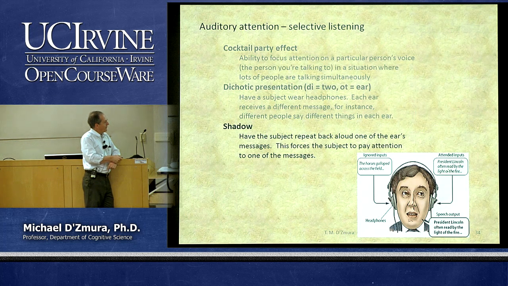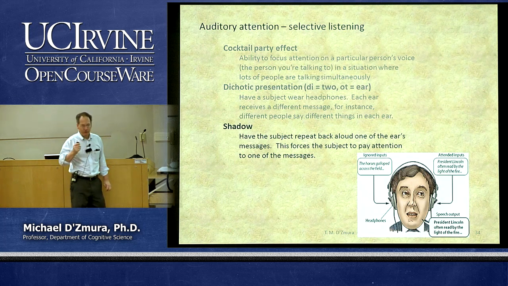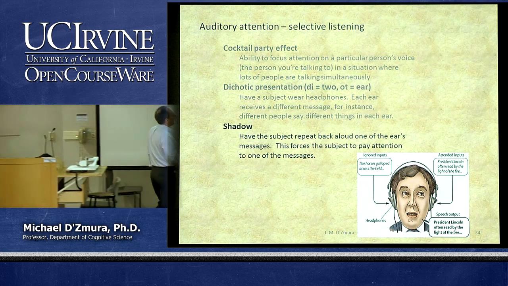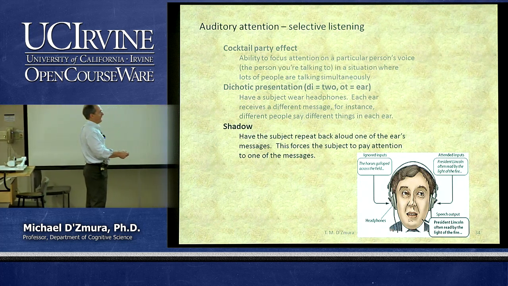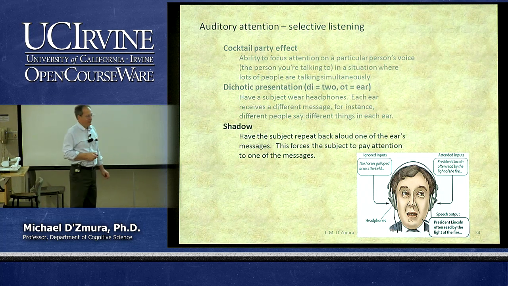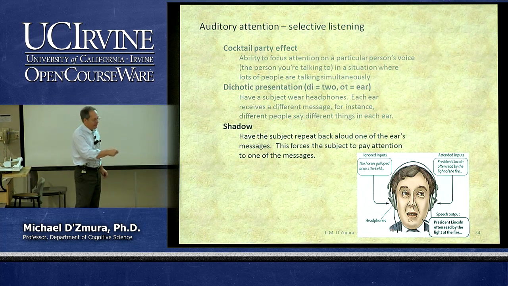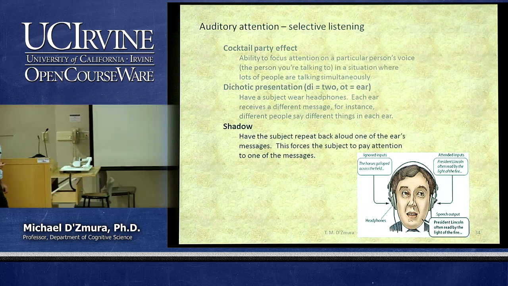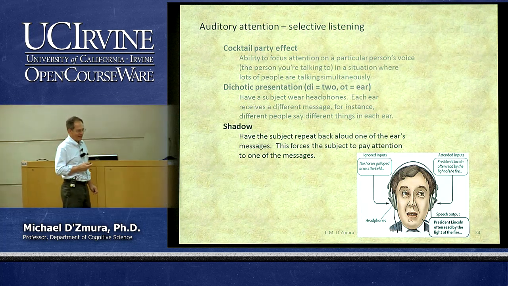One ear, you're supposed to pay attention to what's being said. President Lincoln, blah, blah, blah. The other ear, well, you're getting stuff that you're supposed to ignore. The horses galloped, blah, blah, blah. So if you are supposed to shadow one ear's message, then this guy ends up sort of mumbling, President Lincoln, blah, blah, blah, because he's shadowing what's coming into his left ear. And that sort of forces him to pay attention to what's coming in that ear.